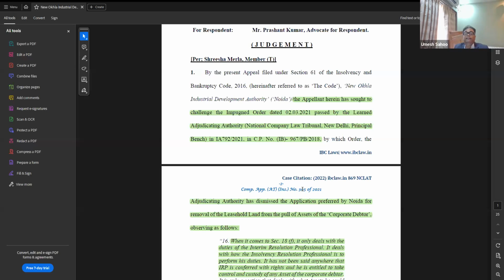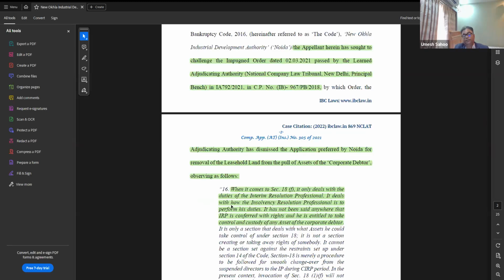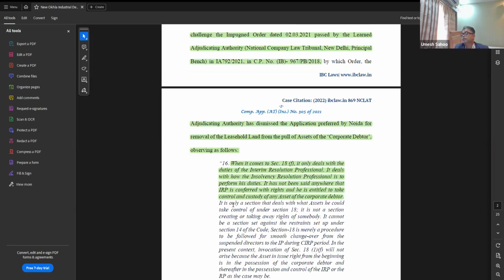The appellant herein seeks to challenge the impugned order dated so and so passed by the NCLT, New Delhi Principal Bench. The Adjudicating Authority has dismissed the application preferred by Noida for the removal of the leasehold land from the pool of the assets of the corporate debtor. The applicant is saying that I want to pull out my assets.